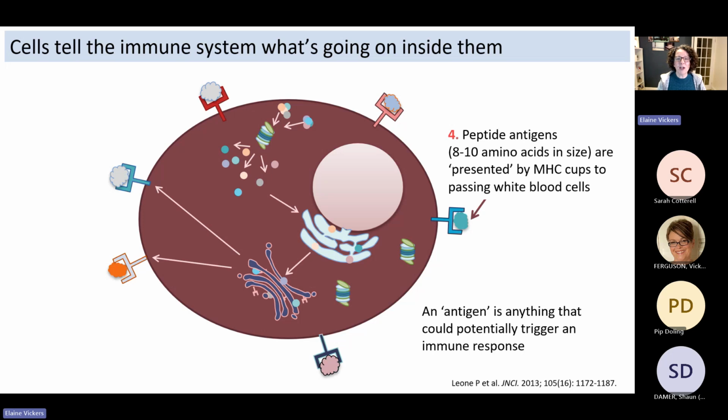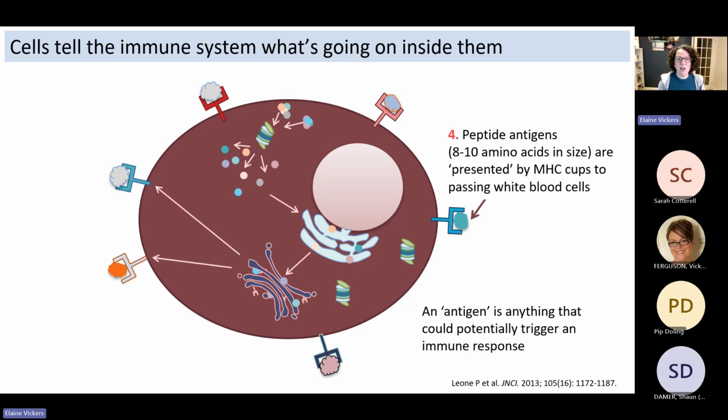We call these little fragments peptide antigens. Peptide means a fragment of a protein. An antigen is anything our immune system might possibly react to. So these are peptide antigens presented to passing white blood cells so that those passing white blood cells know what is going on inside each cell.